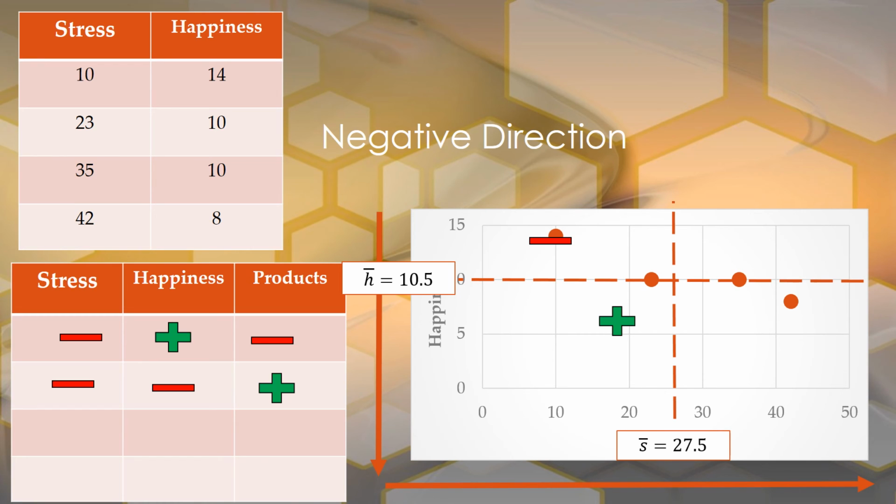Okay? Now we're going to go to the third dot here, and we have a positive stress deviation. It's above that line, and it's below the happiness line. So we get a negative happiness deviation. A positive times a negative is a negative. And then the last dot here, we also get a negative happiness deviation, and we get a positive stress deviation. So positive times a negative is a negative. So for that last quadrant here, it's going to be negative. So if you have mostly negative products and you add all the products up and you still get a negative sum of products, the correlation will be negative.